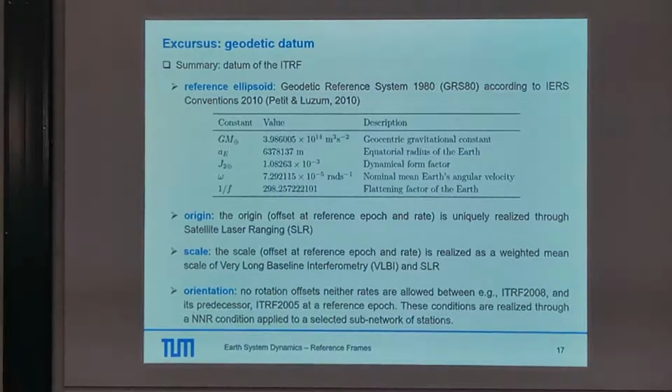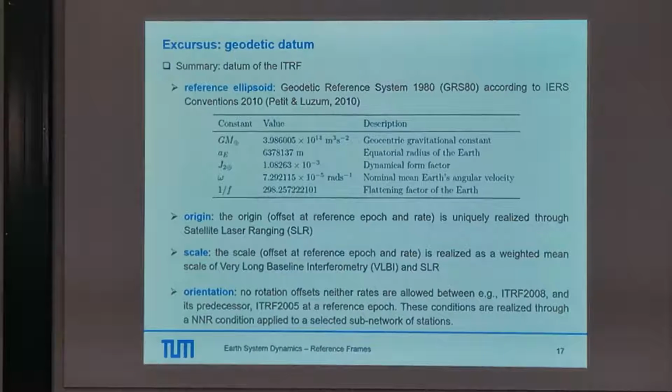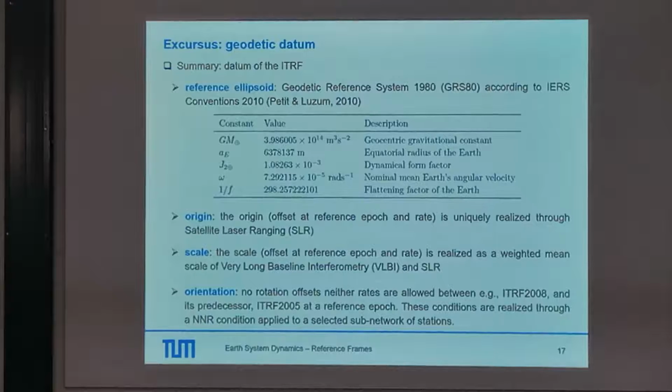This is now really important because the realization of the reference system relies on measurements. So we have to use measurements in order to realize the theoretically defined datum. The origin was defined to be the center of mass. It's inaccessible for us, so nobody can go there and measure the center of mass. So we have to find some observations we use in geodesy in order to realize this. And the origin is, for example, uniquely realized through satellite laser ranging measurements.